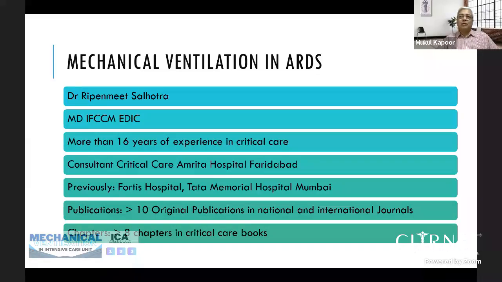Ripin has been actually very prolific in his writing, and he has published a lot of original articles. Apart from original articles, the great thing about this young man is that he has also written 8 chapters in critical care books. For his age, and I think for his number of years in critical care medicine, that's a great achievement. Over to you, Ripin. Please talk about mechanical ventilation in ARDS.